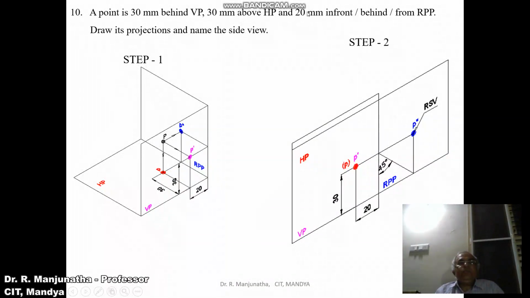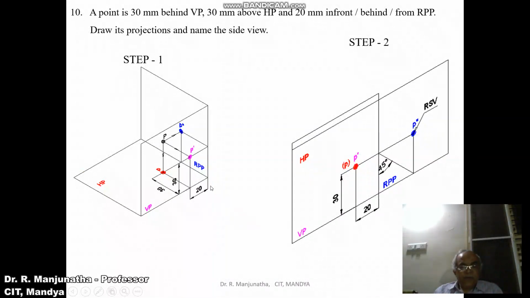So here, 30 mm behind VP is seen in HP. When you look from the top view, we can see the distance 30 mm behind VP, so that image is going to fall on HP. So you're going to get this point here. Since no name has been given for the point, I'm going to name it capital P. So obviously small p is going to be behind VP and 30 mm above HP.